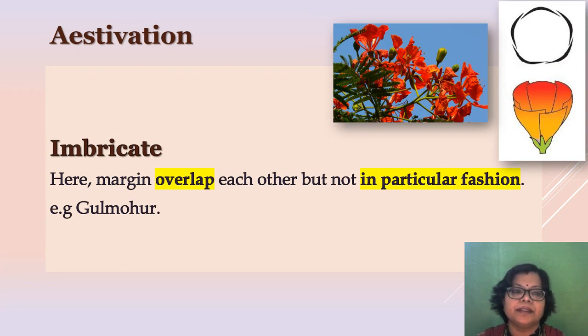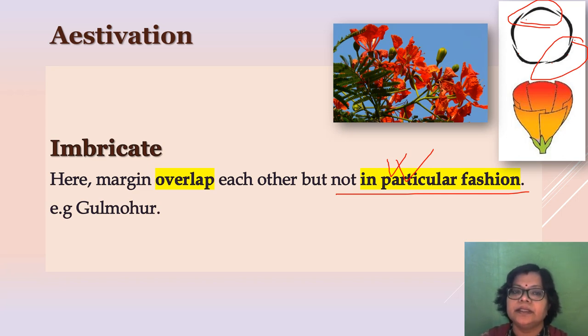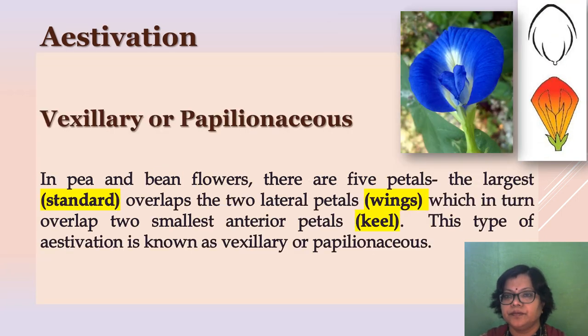China rose. Imbricate. Margins overlap each other but not in a particular fashion. It is very important. Gulmohar. Here you see this sepal or petal is overlapped by these two. And here one is inside and one is outside. Here also two are outside. Here one inside, one outside. Here one inside, one outside. And here totally two are inside. And here totally two are outside. So when the margins overlap each other but not in a particular fashion, then the term which we use to explain that type of aestivation is imbricate, right?